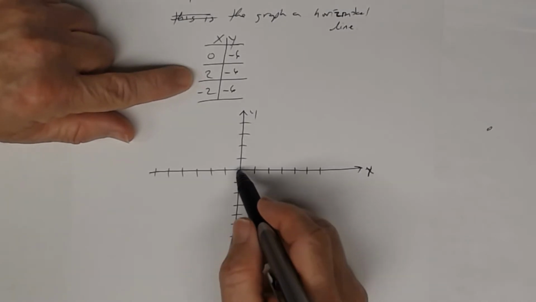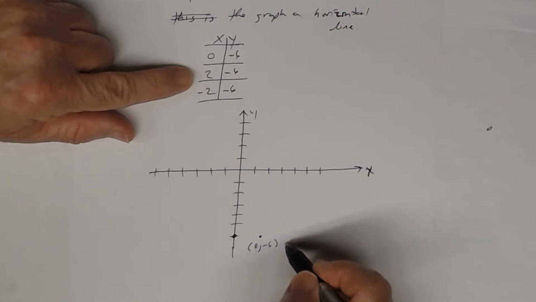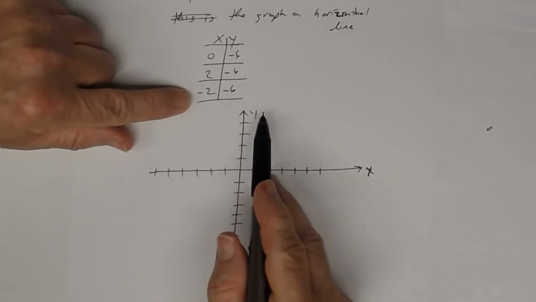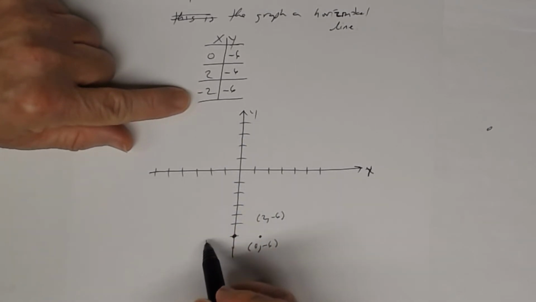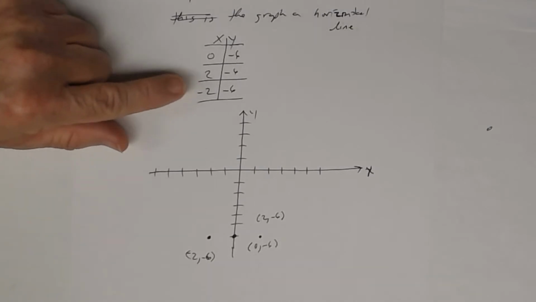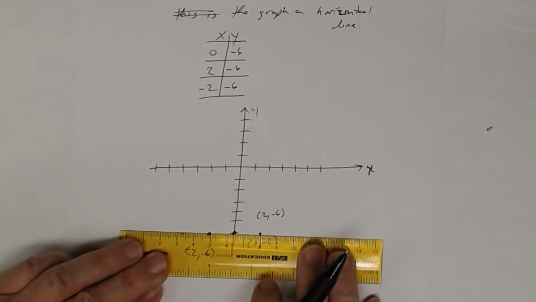2, negative 6. Go to the right 2, down 6. Right here. So that's 2, negative 6. And then negative 2, negative 6 is what? Right here? I got to look at it carefully. Oops, sorry, negative 2, negative 6. And so notice those 3 points are collinear and they are horizontal. That's a horizontal line.